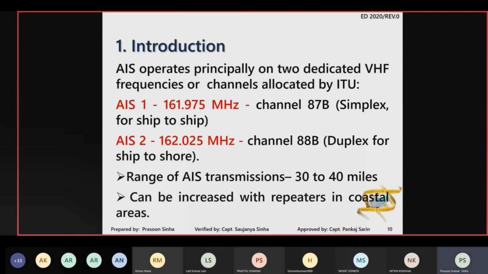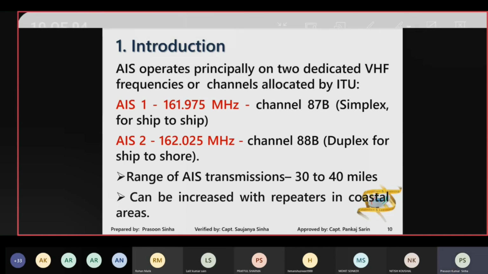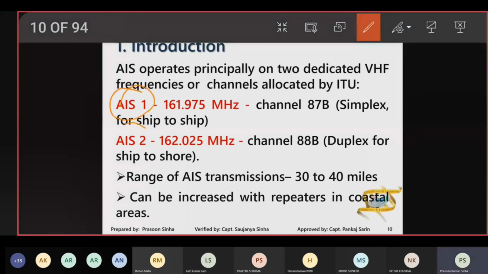ITU has given channel 16 for distress communication, call and reply. Similarly, ITU has also given dedicated frequency for AIS operations, not 1 but 2 frequencies. And they are named like this. The frequencies are named AIS1 frequency and AIS2 frequency.